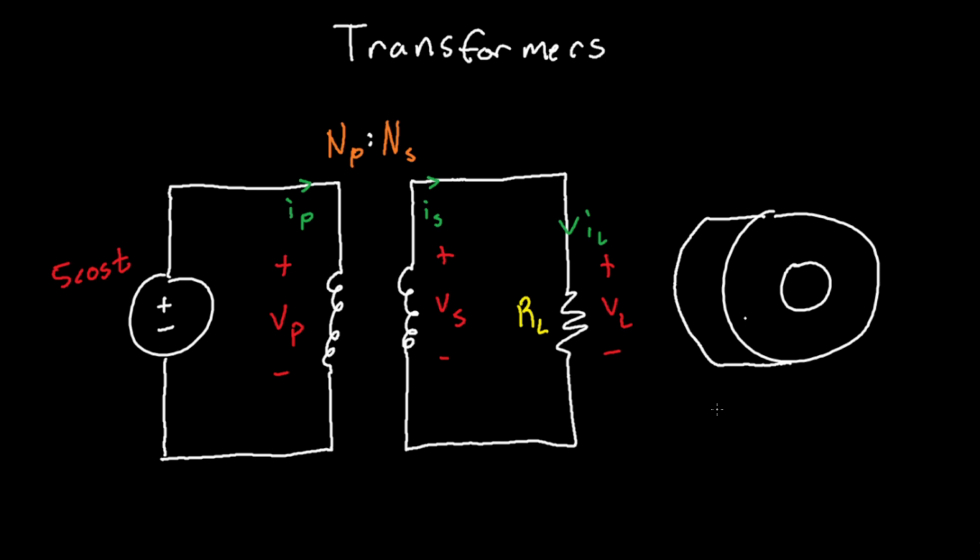An iron core would kind of just look like this, a circular thing, where you would have some wire and you would wrap coil.